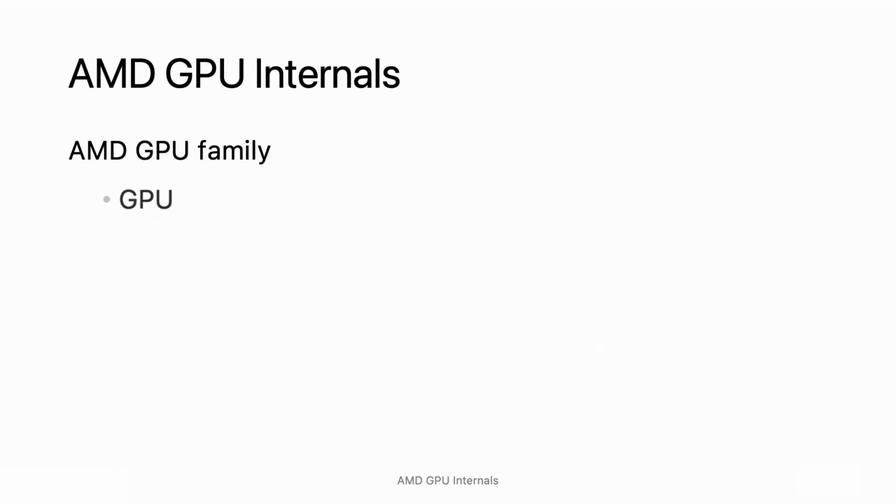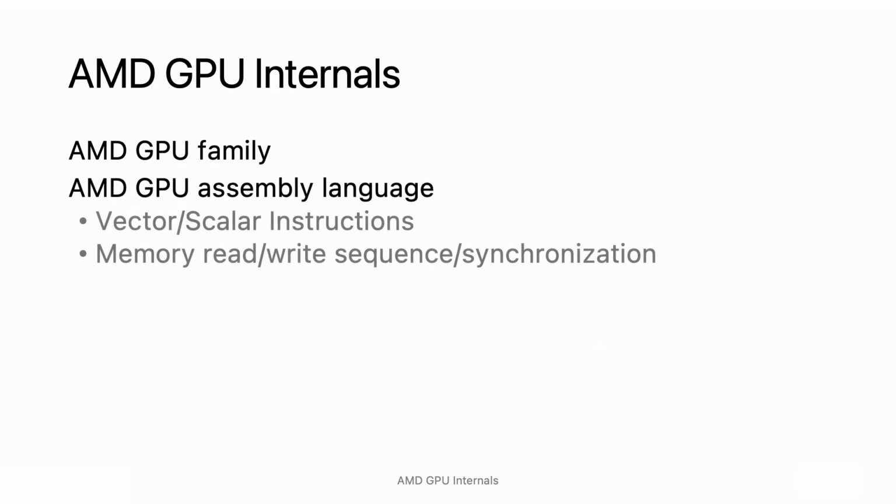Our second video introduced the AMD GPU assembly languages. We used the CDNA assembly language as an example. AMD GPU assembly has differences between vector and scalar instructions, and memory read and write sequence synchronization is one of the most important designs for AMD GPU assembly languages. We also introduced predicated execution, how your GPU program handles thread divergence.